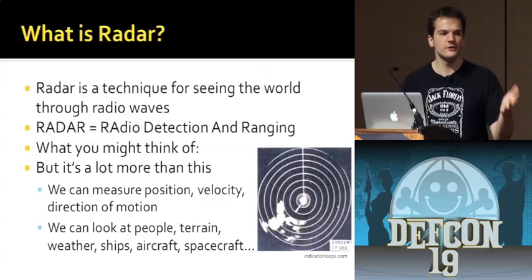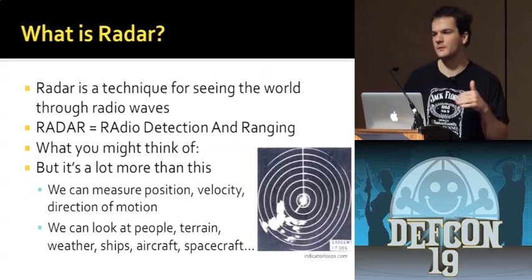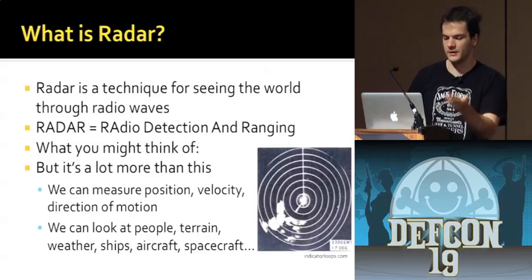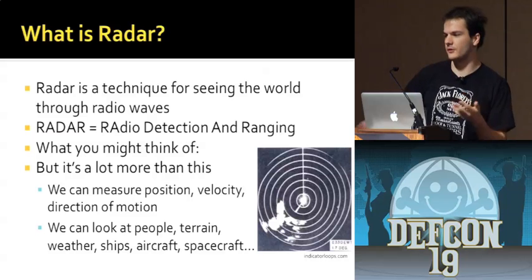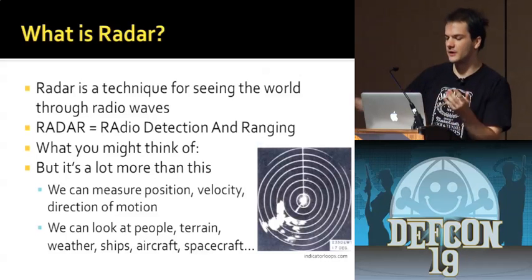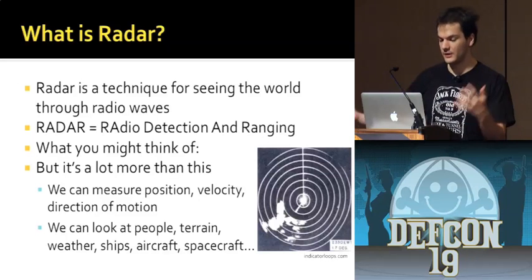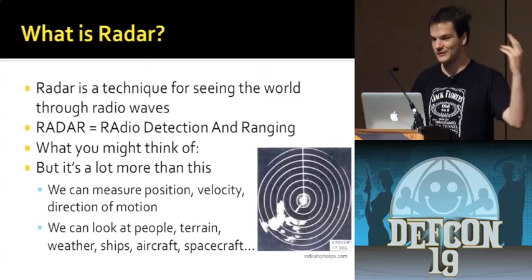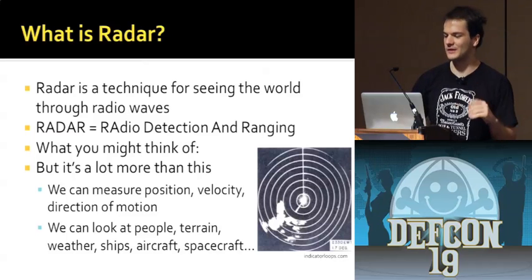But you can actually do a lot with this type of technology. You can look at pretty much anything. Here we've got people, terrain, land surface. You can look at foliage, weather patterns, clouds, rain, ships, aircraft, spacecraft, pretty much anything you can think of.